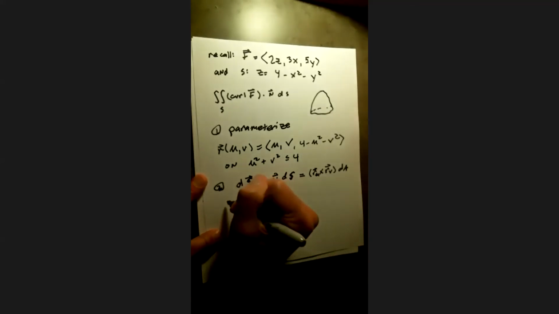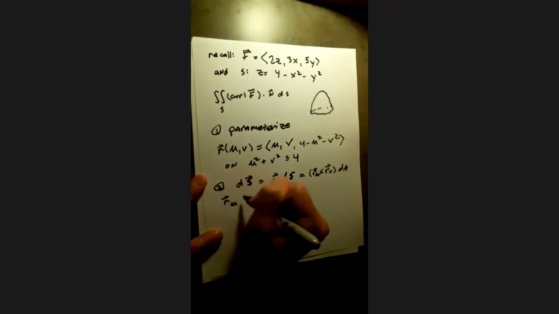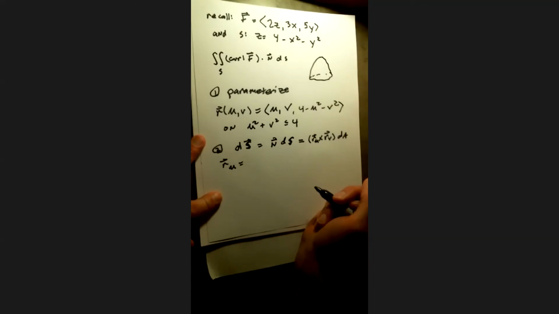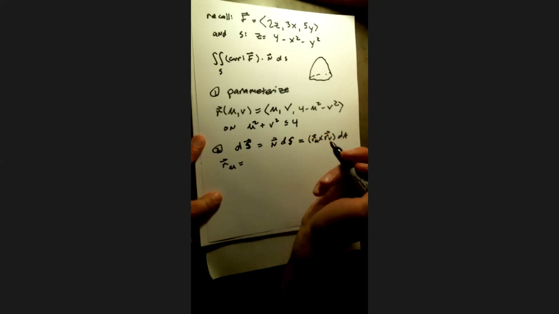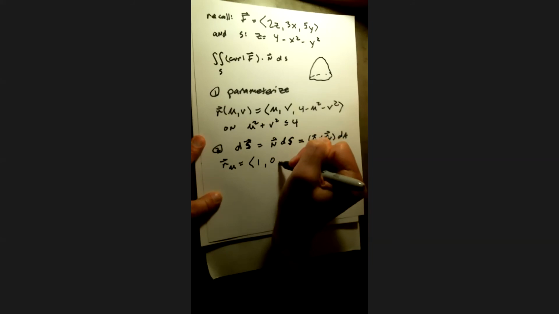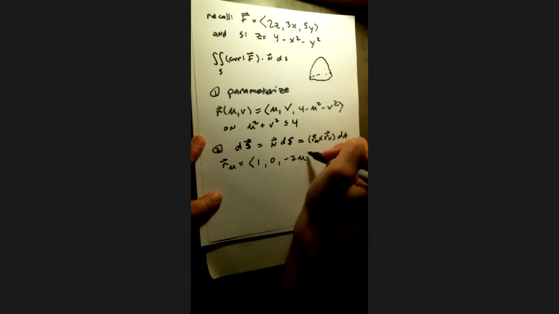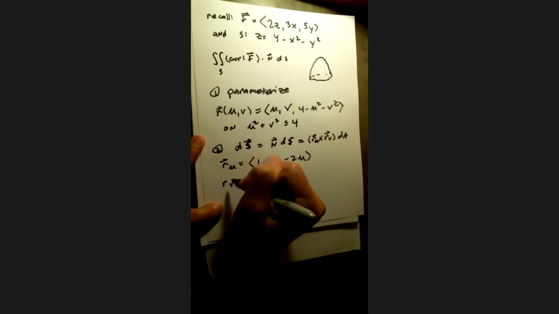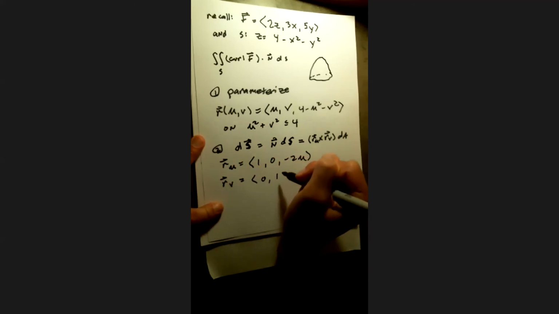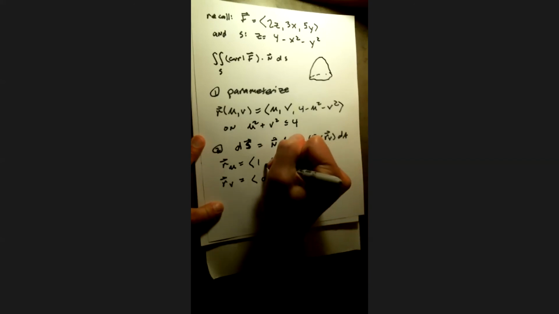So we need to find Ru. So what's Ru? That would be 1, 0, negative 2u. Negative 2u. Okay. And then Rv would be 0, 1, minus 2v. The ones and commas sometimes look a little bit too similar.